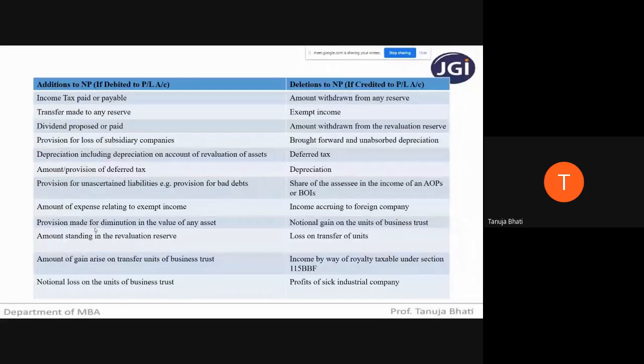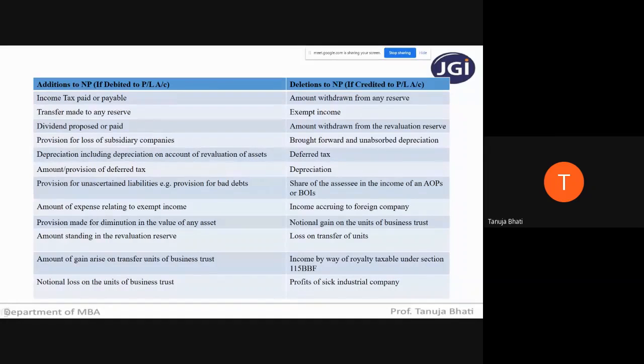Next, provision made for diminution in the value of any asset. Suppose the value of an asset is decreasing, and you're making a provision for it. Provision means you're keeping aside an amount to make up for the decrease in the value of the asset. That also should be added back.